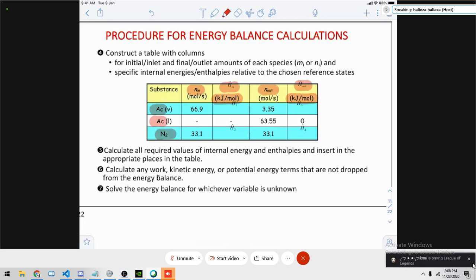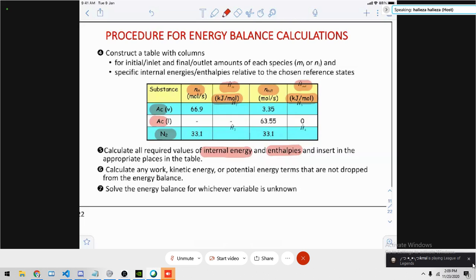Calculate or get the data of your internal energy or your enthalpy from the appendix, or you can calculate by using integration. We have done that. Or if there is any phase change, then you might have to use the hypothetical path that we have gone through. We have gone through how to use your hypothetical path in order to calculate the enthalpy.